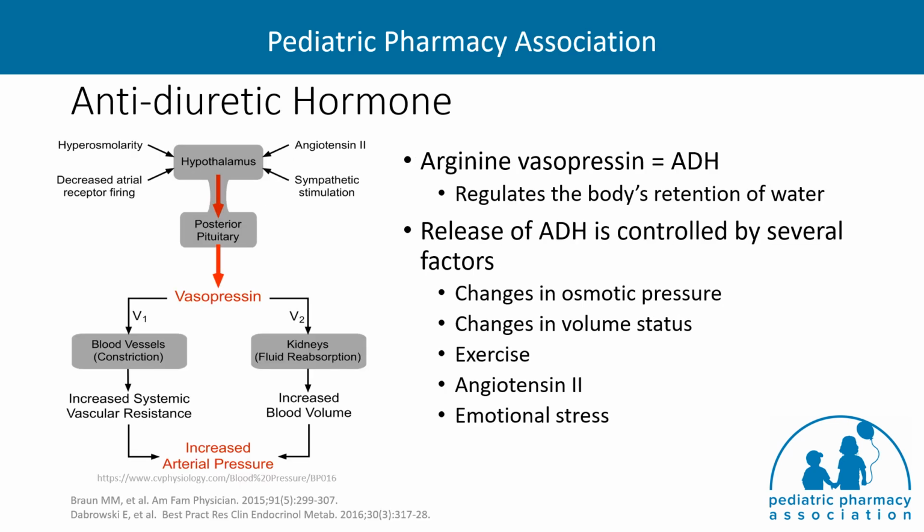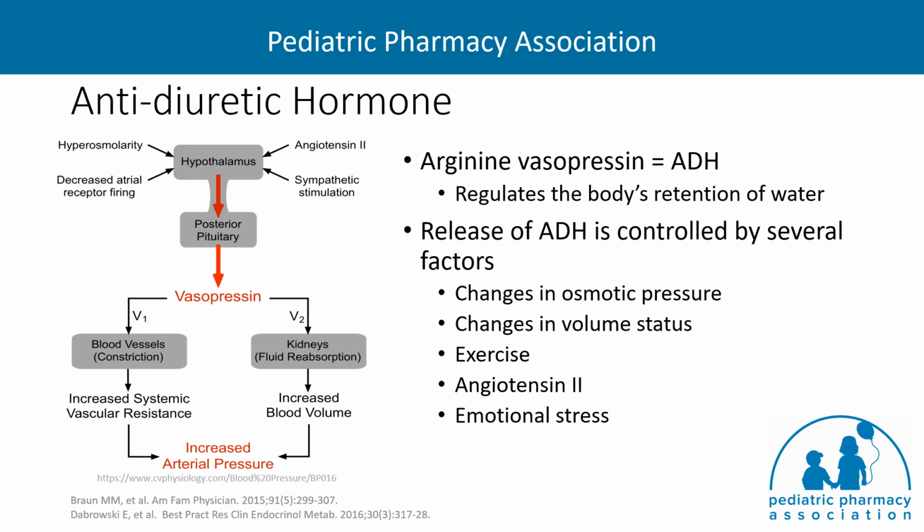Antidiuretic hormone is also known as arginine vasopressin, and it is responsible for regulating the body's retention of water. ADH is a peptide formed in the hypothalamus that is transported to the posterior pituitary, where it is released into the blood. ADH has two principal sites of action, the kidney and the blood vessels.